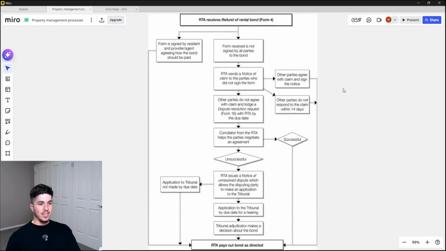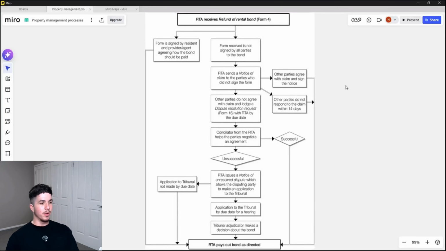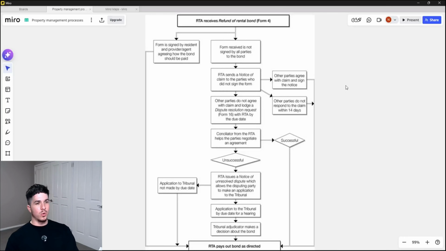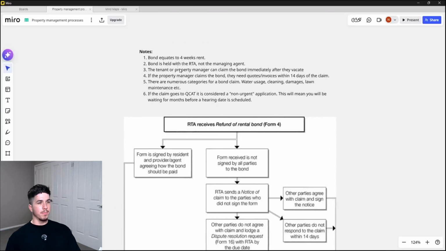So that there is the entire walkthrough of how the RTA works once the bond is claimed to be refunded, either by the property manager or the tenant. It still applies. A few notes here is that the bond equates to 4 weeks rent. That is a maximum that any property manager can request, and we want to make sure we look after properties, so we want 4 weeks rent. A key thing to remember is that the bond is held by the RTA. Your property manager does not hold that bond.